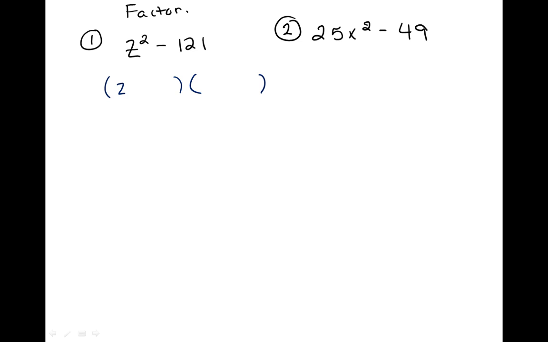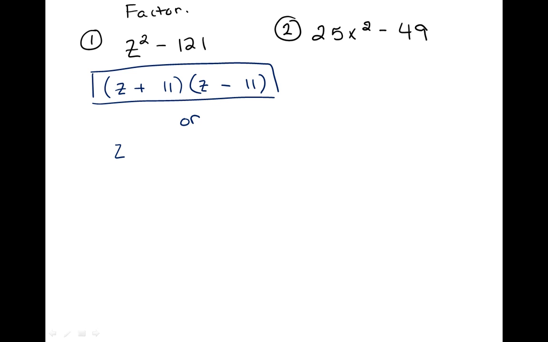You know that z times z is z squared. 11 times 11 is 121. One has to be positive, one has to be negative. Just remember, you could write it as z minus 11 multiplied by z plus 11. That would be correct as well.